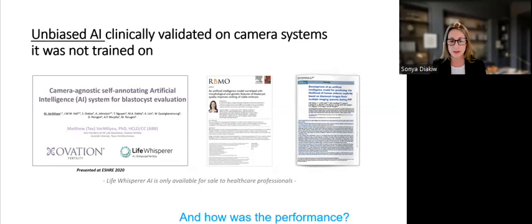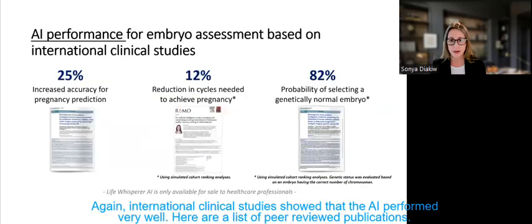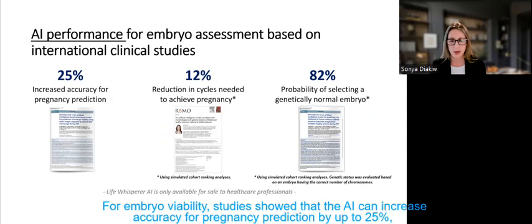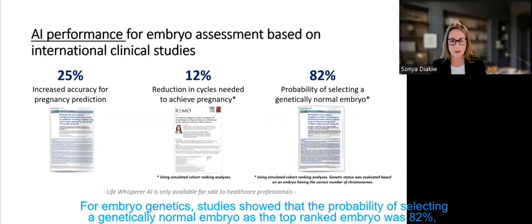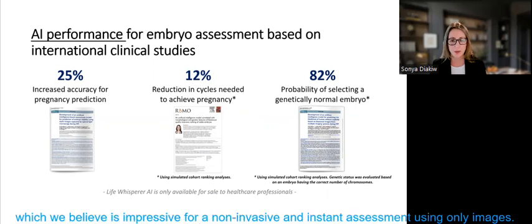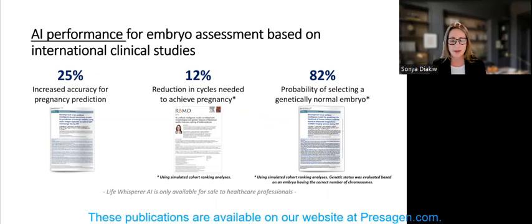And how was the performance? Again, international clinical studies showed that the AI performed very well. Here are a list of peer-reviewed publications. For embryo viability, studies showed that the AI can increase accuracy for pregnancy prediction by up to 25% and reduce the number of cycles needed to achieve pregnancy by 12%. For embryo genetics, studies showed that the probability of selecting a genetically normal embryo as the top-ranked embryo was 82%, which we believe is impressive for a non-invasive and instant assessment using only images. These publications are available on our website at presagen.com.